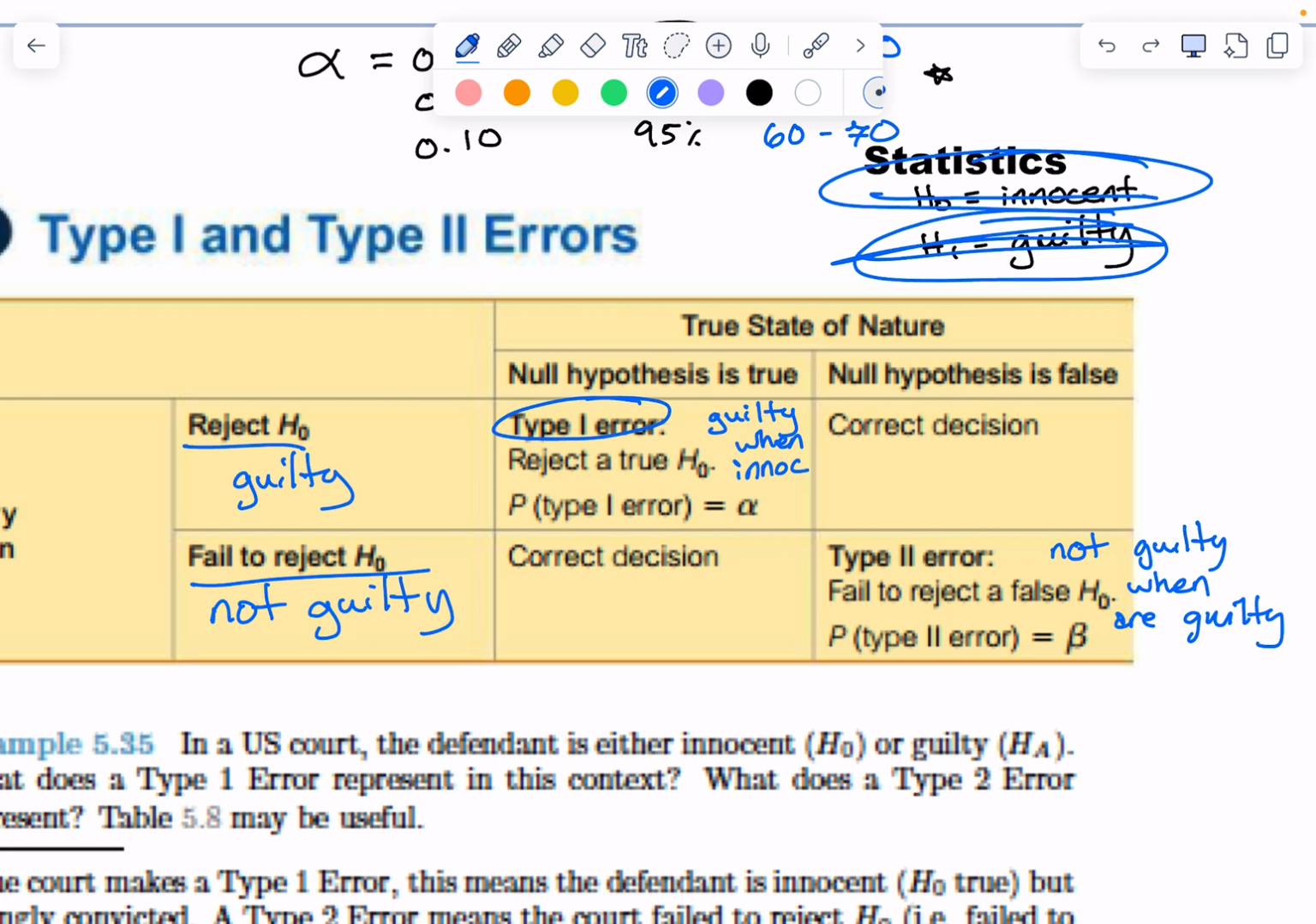So would you rather have a guilty person out and kill an innocent person, or just have the guilty person out? I don't know. I'd rather not kill someone.